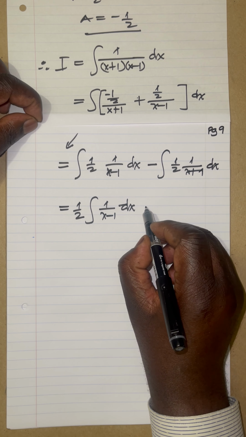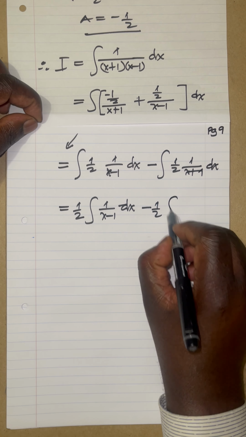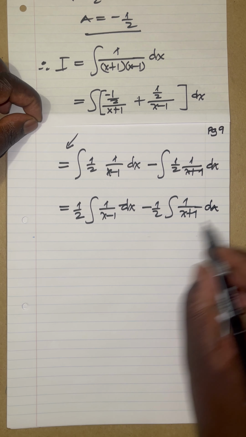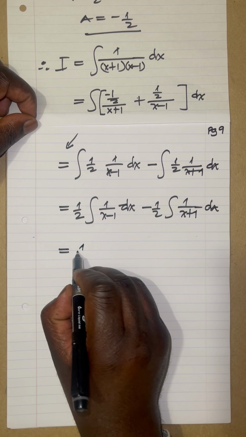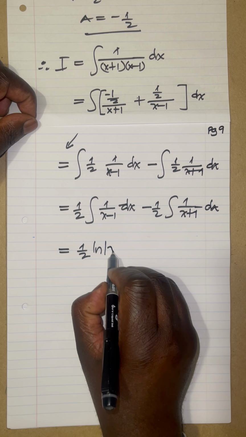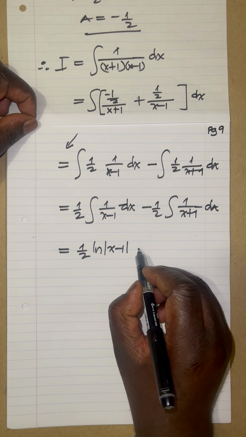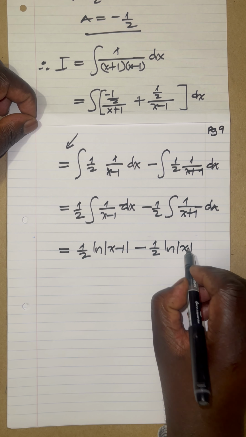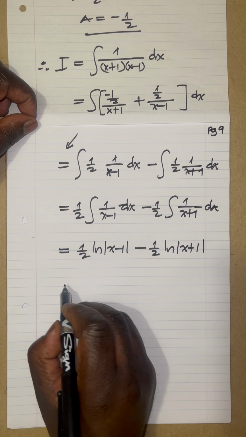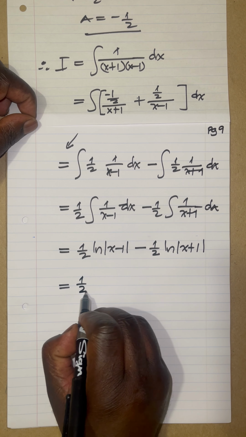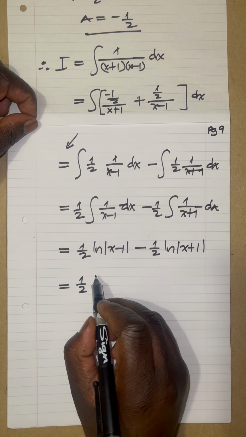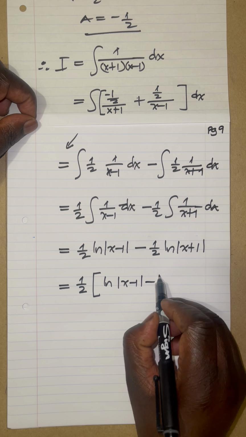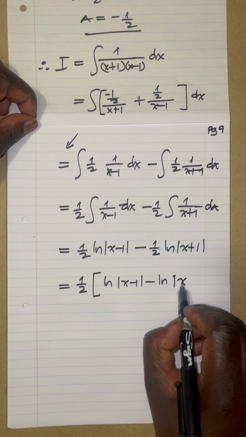What do we have there? It's going to be minus half the integral of 1 over x plus 1 dx. Now, you can see that this is basically 1 over 2 natural log of x minus 1. And then here we can also say that this is half natural log of x plus 1. Rewriting this, you can actually see that half is a common factor. Take the half out. And what do we have? We have natural log of x minus 1 minus natural log of x plus 1.